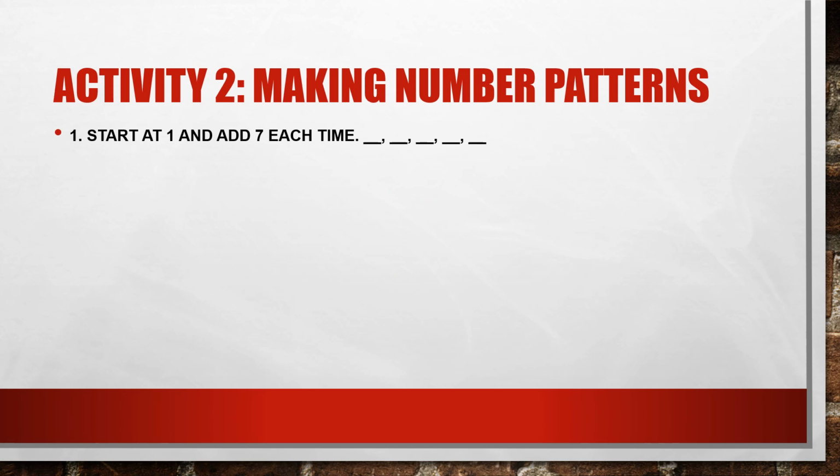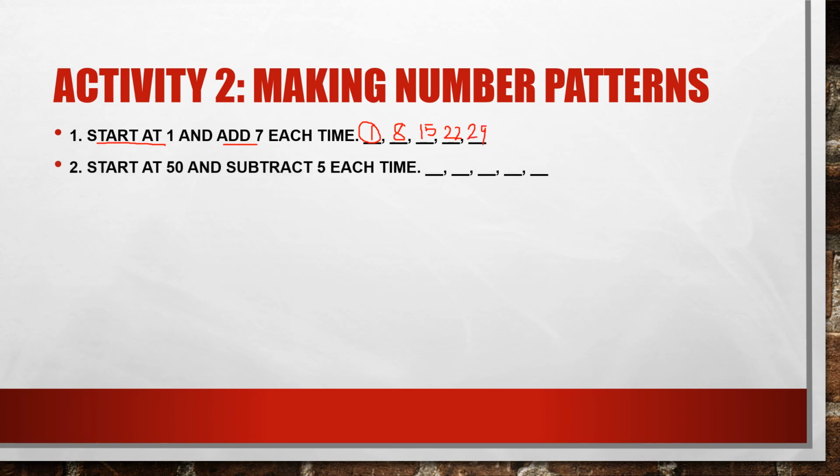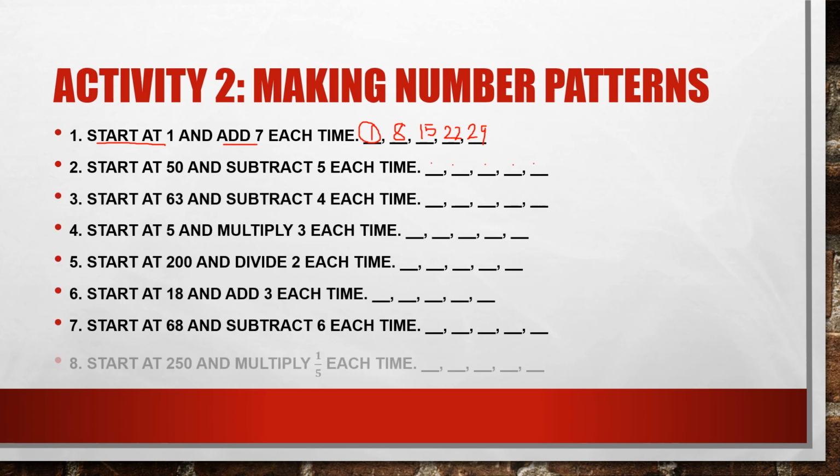Now, in number patterns, start at 1 and add 7 each time. The rule states that you must start at 1. Therefore, we put 1 there. Now, since it says start at 1 and add 7, we add 7 to 1. How much is that? 8. So, the next number is 8. Then, if we add 7 again, we have 15. Then, if we add 7, 22. Add 7 again is 29. So, that is how it goes. Next, start at 50 and subtract 5 each time. Therefore, 50, 45, 40, 35, 30, and so on, until 5.